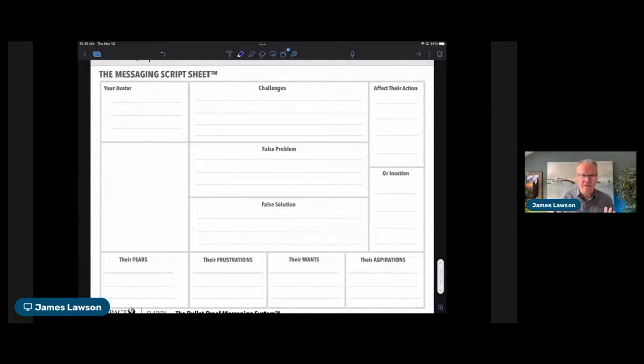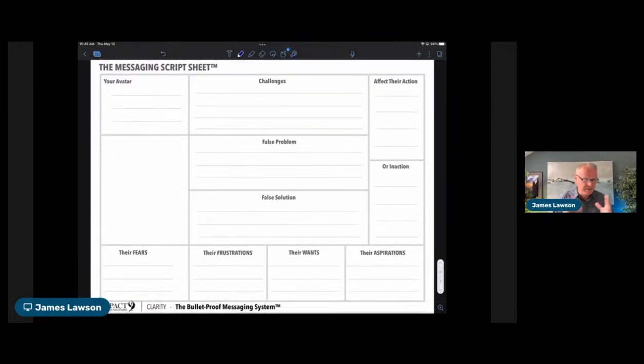This script sheet, I'm going to suggest you just print off like a dozen of these. These were actually developed by a guy called Roland Fraser, a superstar at this. I've modified it slightly because I wanted to make it simpler. His one is pretty complicated. This just keeps it really simple. So what are we looking at? Well, first of all, your avatar. So who is your avatar? Get really clear.